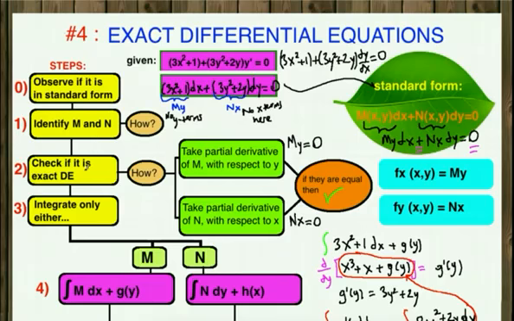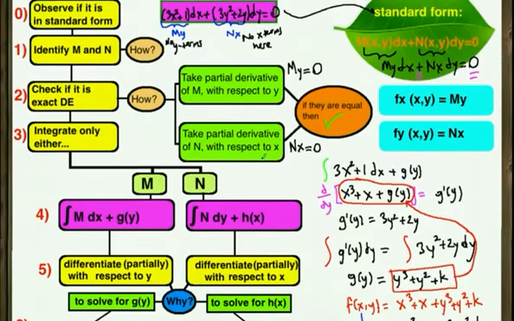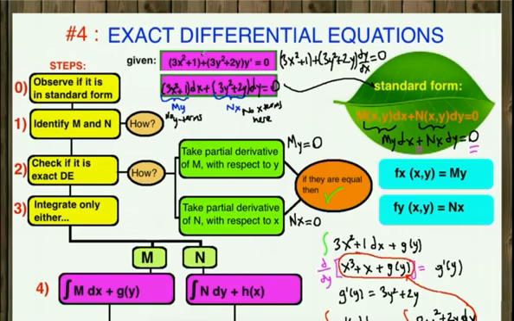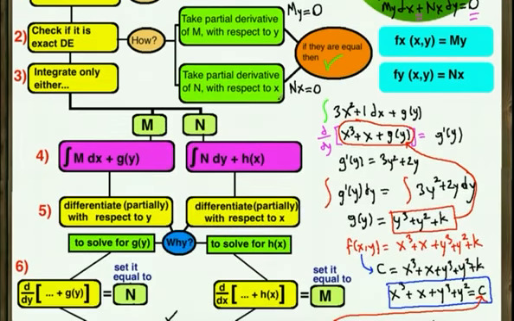And our next step was to check if it is an exact differential equation. So we take the partial derivative of m with respect to y. That's why we call it my. And we take the partial derivative of n with respect to x, and we compare them. If they are equal, then our function is exact. If it is exact, we can continue. Our next step is to integrate. We integrate either the m part or the n part. So either way is okay. Here we went through the m part.